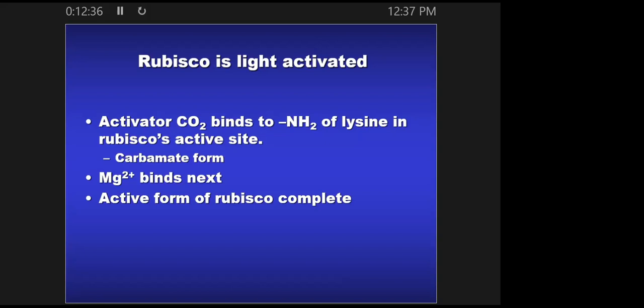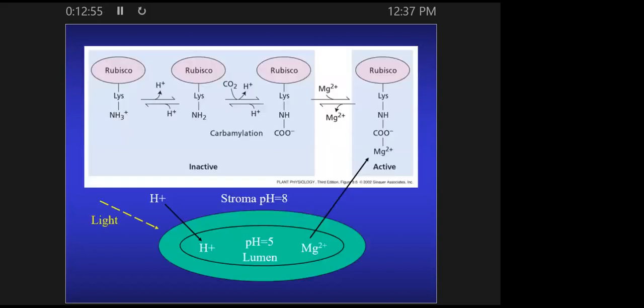Rubisco's been light activated. So, looking at what I have here on this slide, you might ask, okay, where's the light? What do you mean by light activated? What's going on? So let's put this into the context of how this needs light in order to happen. Here you see Rubisco up top. Here's that lysine residue, and you can see that you have CO2 coming in. So that's the carbamylation reaction.